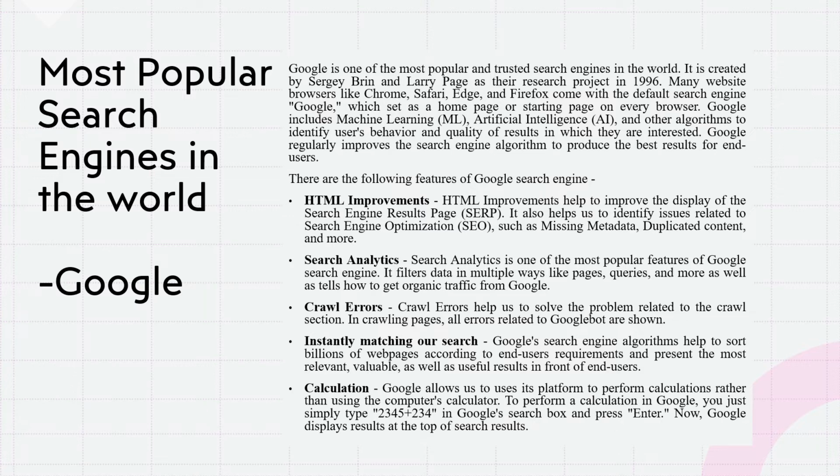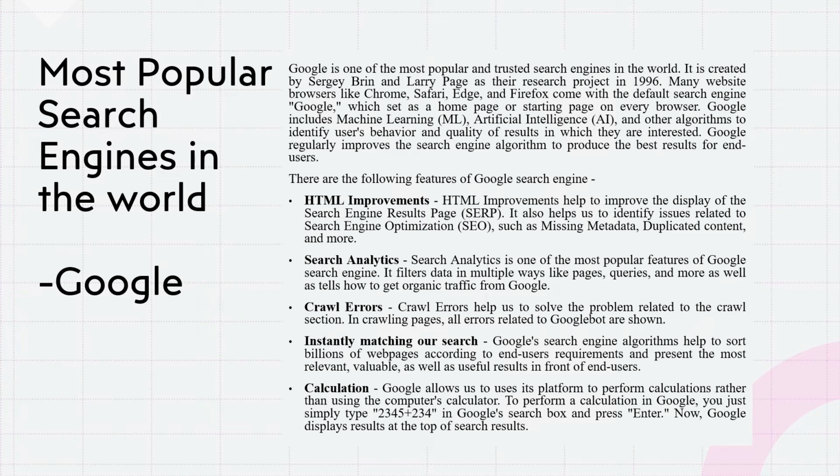HTML improvements. HTML improvements help to improve the display of the search engine results page or SERP. It also helps to identify issues related to search engine optimization or SEO, such as missing metadata, duplicated content, and more. Search analytics. Search analytics is one of the most popular features of Google search engine. It filters data in multiple ways like pages, queries, and more, as well as tells how to get organic traffic from Google.